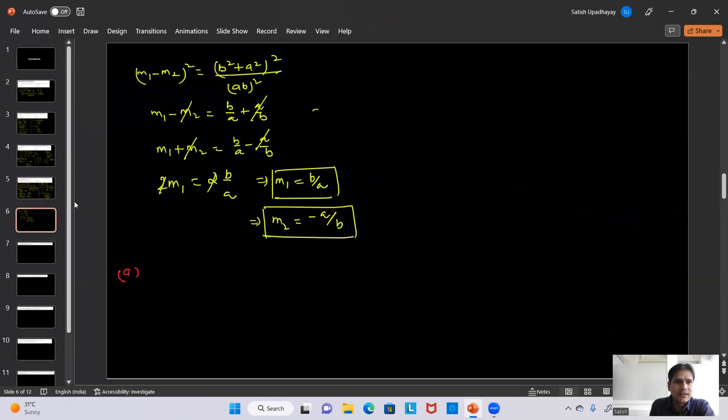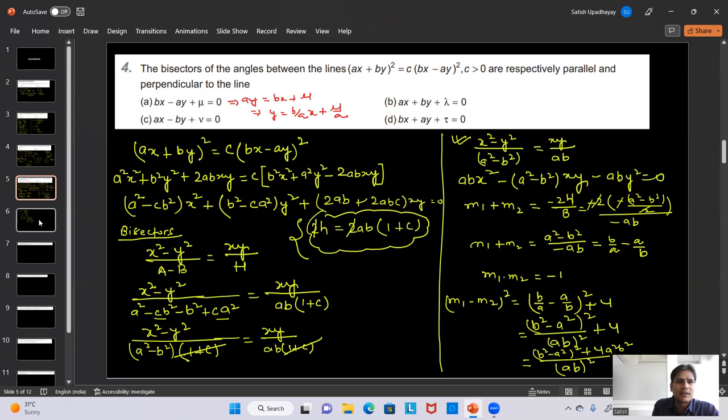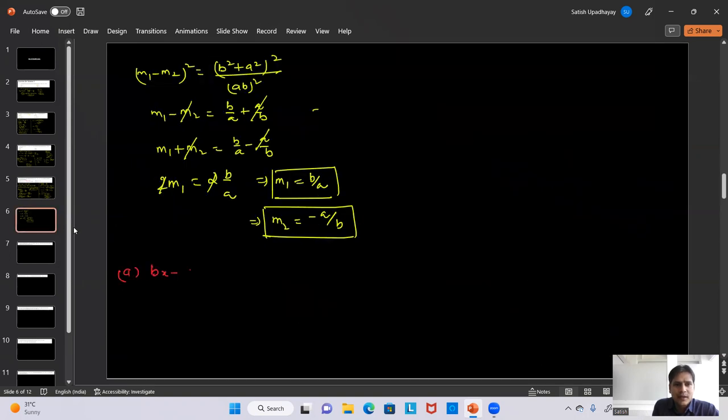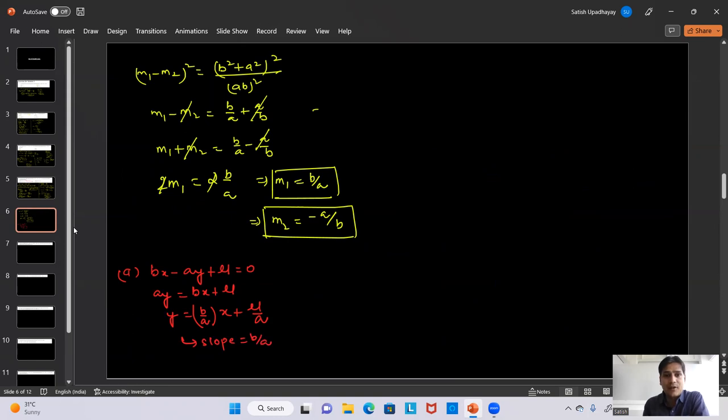So what I'm saying, I'm taking this option A. The equation of this is bx minus ay plus mu equal to 0. So here we can write ay is equal to bx plus mu. So the slope for this line is b upon a, right, b upon a x plus mu upon a. This is the complete equation of the line. But what I mean to say, slope of this line is b upon a. And in our equation, one of the lines is having this slope b by a. So this will be parallel to this line. And obviously the other will be perpendicular to this. So it seems like option A is correct.